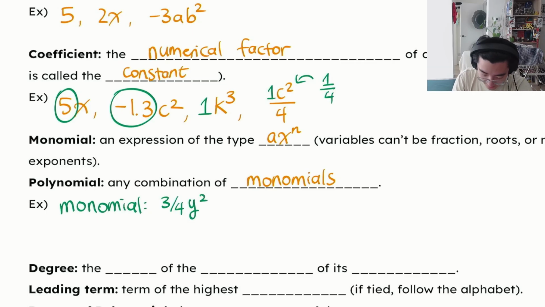Could be things like even negative 4. That's also a monomial. We got our number here. We got a variable here. Our variable will just be to the power of 0. Anything to the power of 0 is just 1.